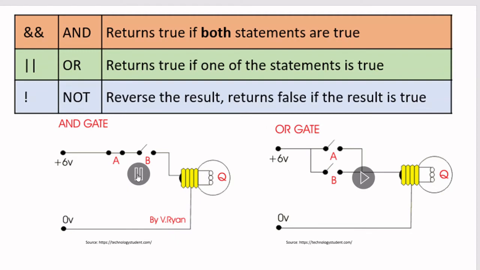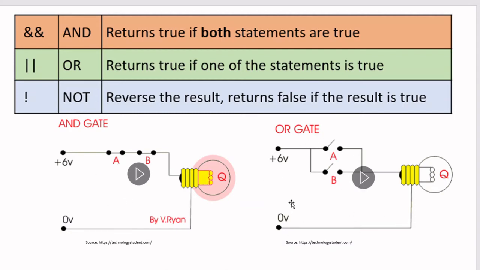Now, if both switches are closed, that means both expressions are equal to true. A is equal to true and B is equal to true, then the outcome of that is going to be true and the light bulb is on. So again, the AND operator returns true if both statements are true, which is equivalent to an AND gate.